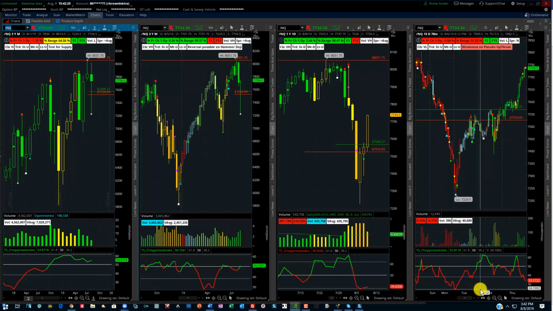But we have VPA flags, and the VPA in TOS is different than what we have in HGSI, but not very different. Paul, you would attest to that, wouldn't you? That the signals are pretty decent in Thinkorswim also.